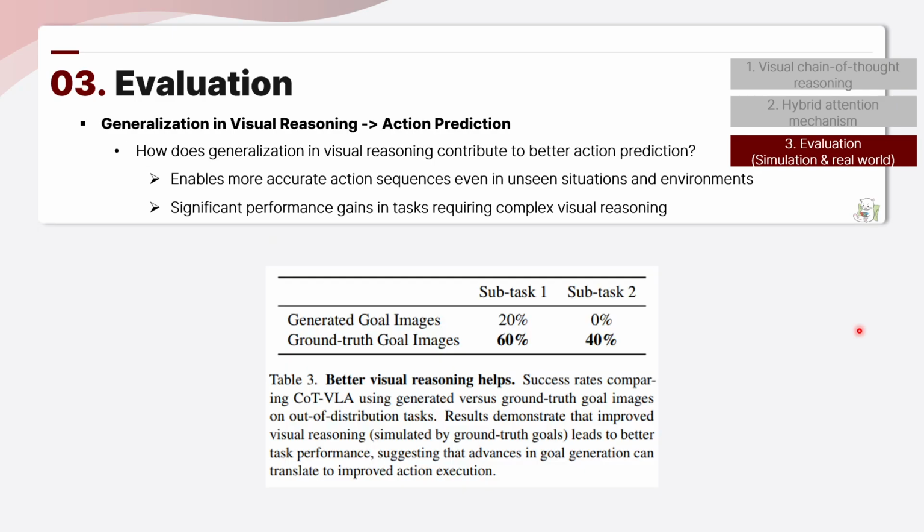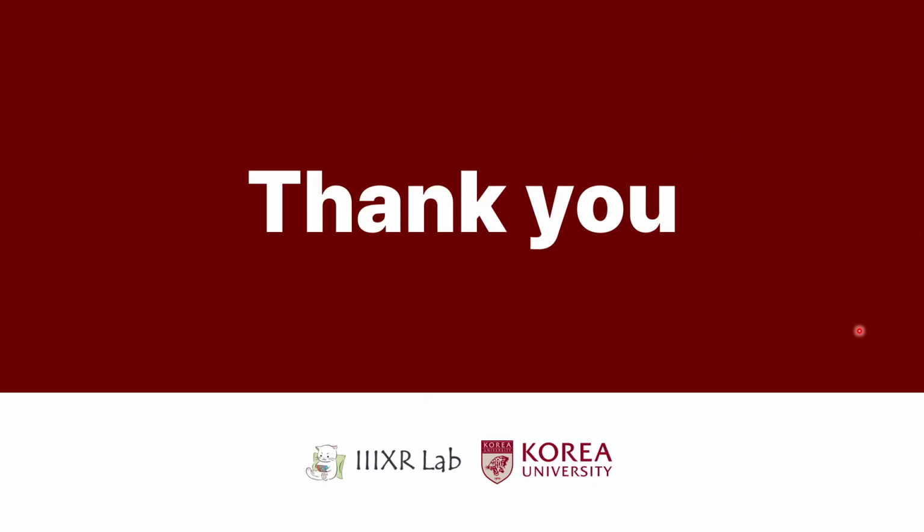Next, let's talk about the generalization ability of visual reasoning and how it contributes to action prediction. With stronger visual reasoning, the model can generate more accurate action sequences even in unseen situations and environments. This effect is specifically clear in tasks that require complex visual reasoning, where we see a significant improvement in action performance. Thank you for listening.